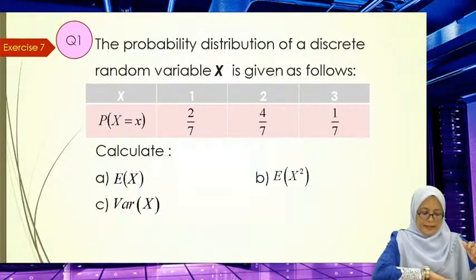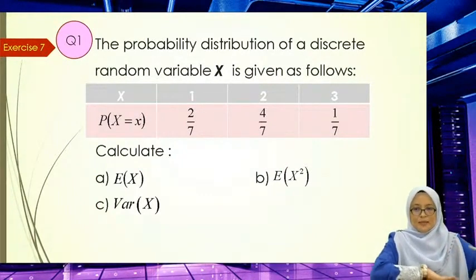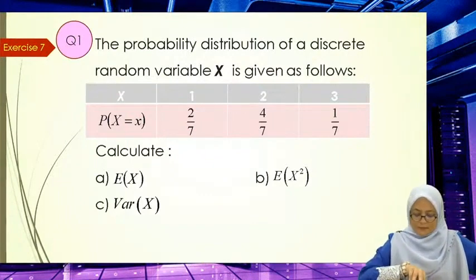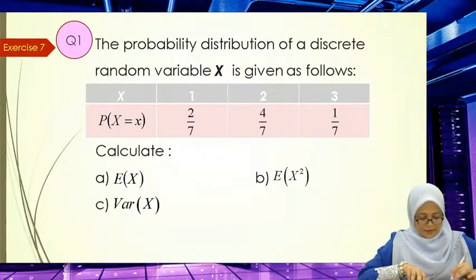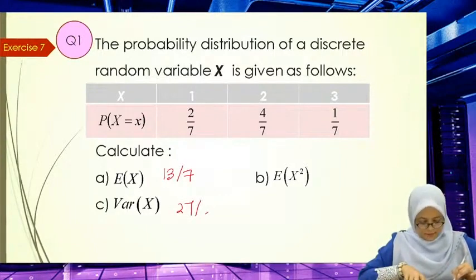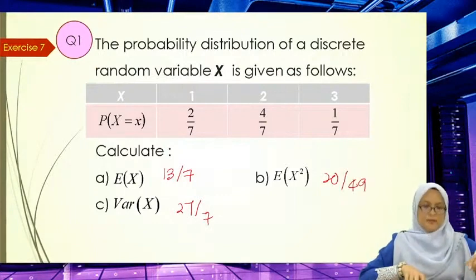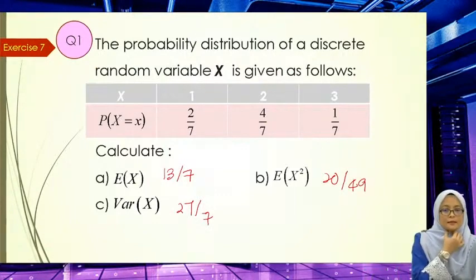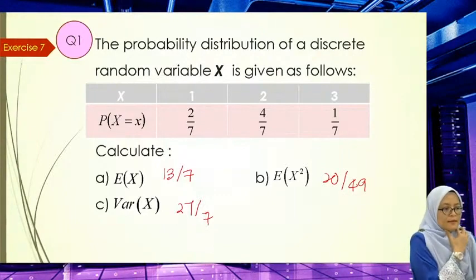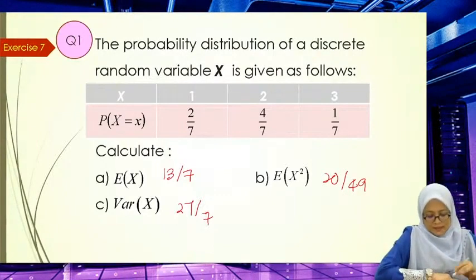Okay, so soalan ni saya tinggalkan untuk awak. So saya akan discuss soalan yang seterusnya. So banyaklah yang awak kena try. So expectation X 13/7, ni 27/7, then 20/49. Okay, so ini boleh try kemudian.